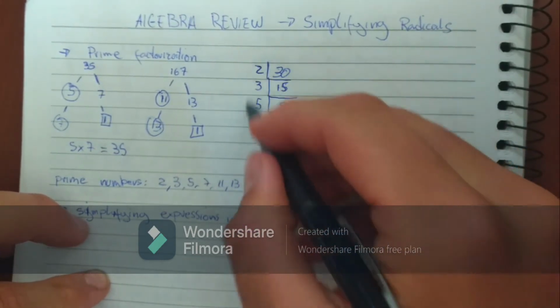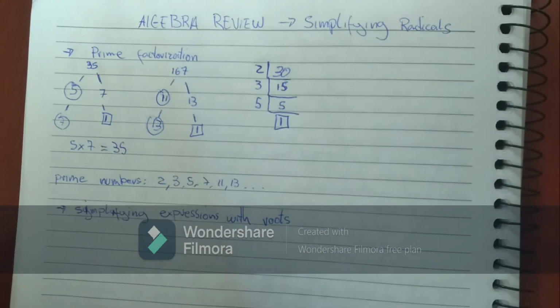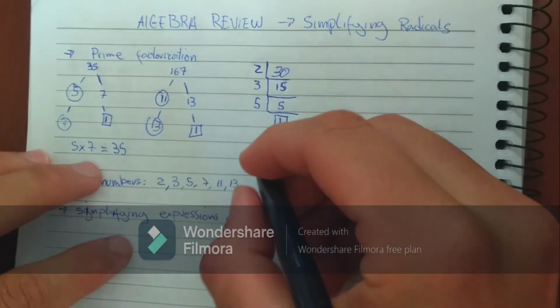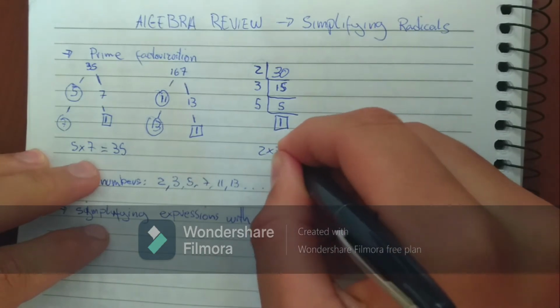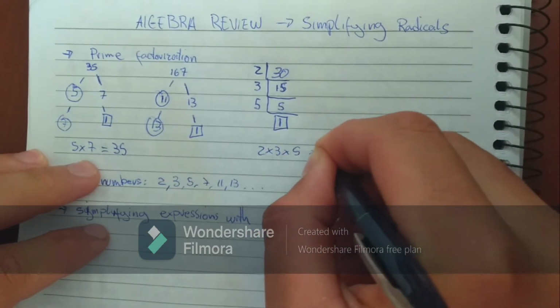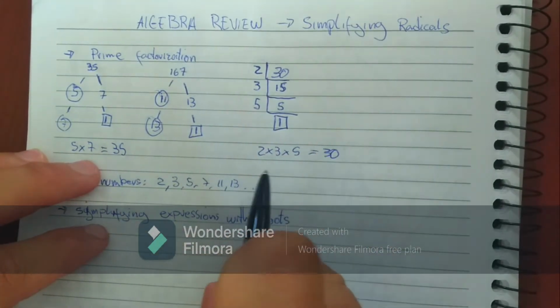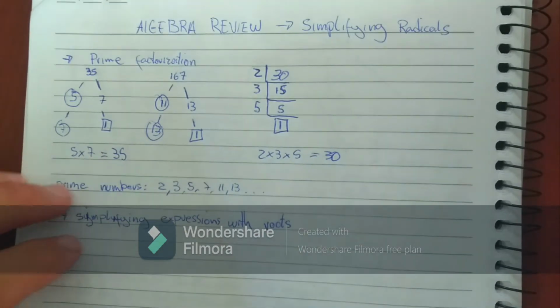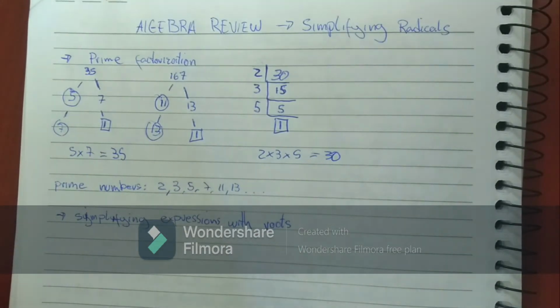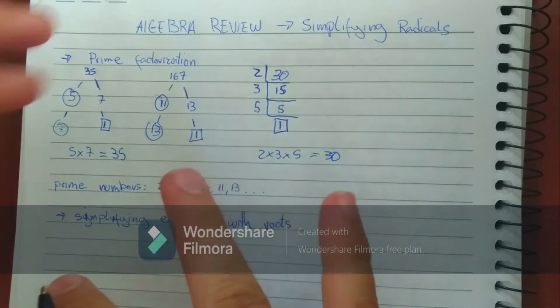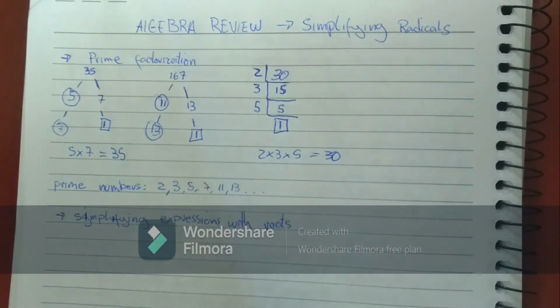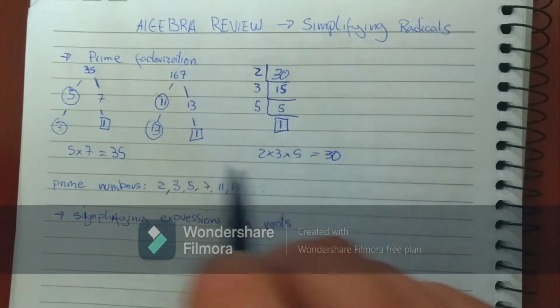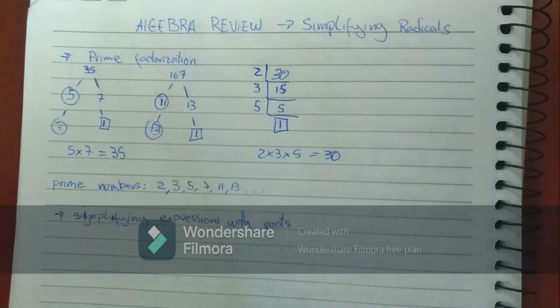So these are the prime numbers that create our prime factorization. This is our prime factorization. So 2 times 3 times 5 equals 30. Is that correct? So 2 times 3 is 6, 6 times 5 is 30. That is correct. So this is our prime factorization using these two structures. I personally find this one clearer, easier to see, but that's up to you.